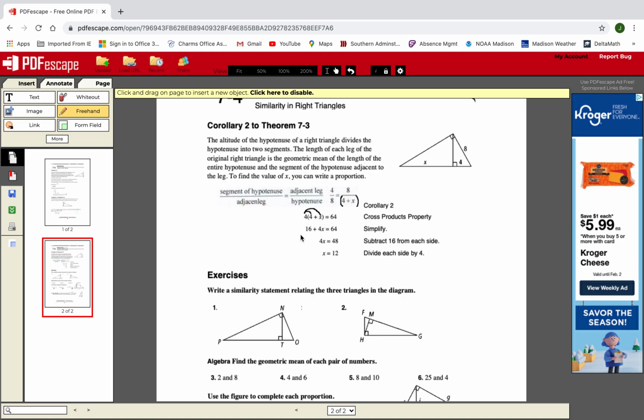So the next step here was to subtract 16 from both sides, and this is all written over here, but I wanted to make sure that you could see it in practice. So the 16 goes away, bring the 4x down, and 64 minus 16 equals 48. And then we simply divided both sides by 4, and 48 divided by 4 is 12. So that tells us that x equals 12, which means this is 12, which means the entire hypotenuse here is 16, if they were looking for that.